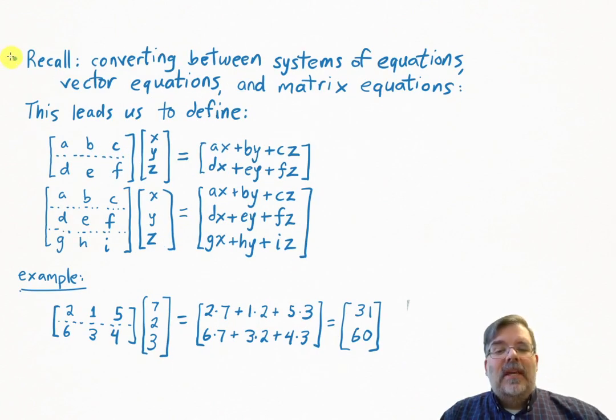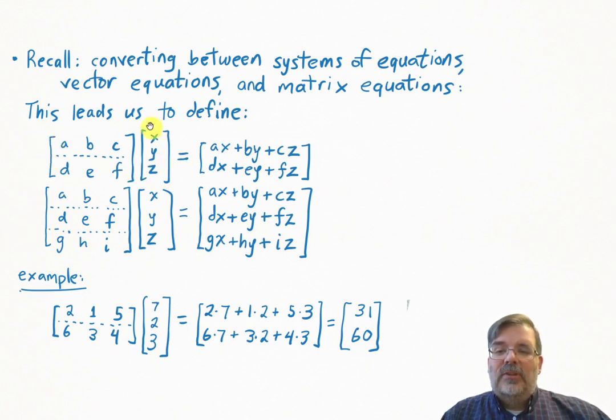Now, to talk about matrix multiplication, first we'll talk about vector matrix products. And so we'd first like to recall that a long time ago, when we first started talking about this topic, we spent some time discussing how to convert between systems of equations, vector equations, and matrix equations. Because that gives us different ways to represent the same concept, the same equation, this would very naturally lead us to define a matrix vector product in ways such as this.